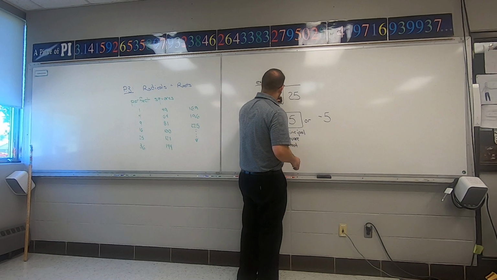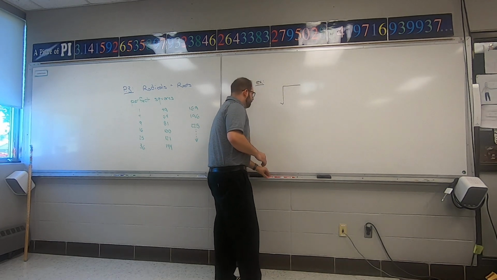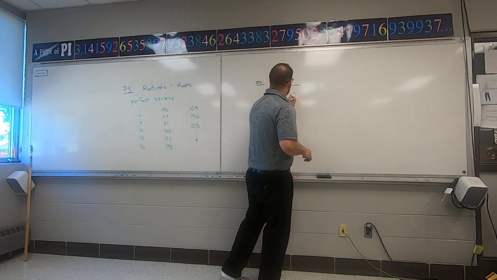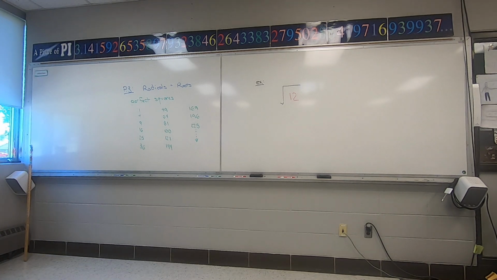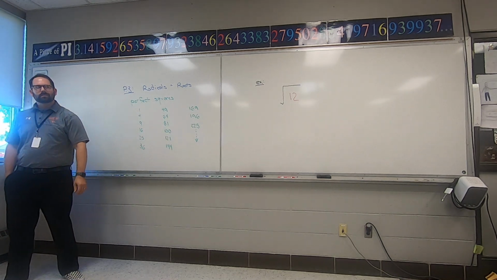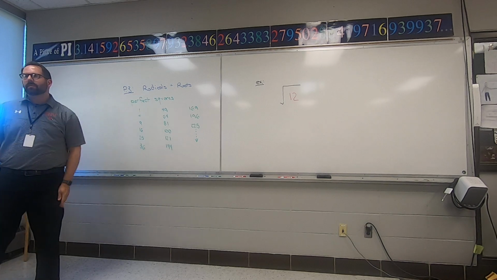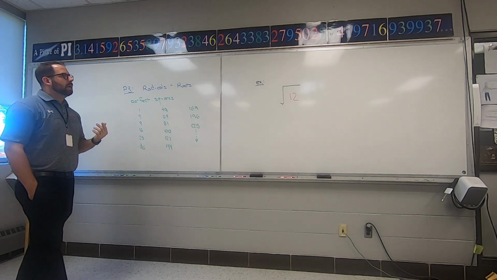What happens if we're doing a problem and the number on the inside is not a perfect square? It's a 12. Is 12 on my list? Definitely not. So what's going to happen there? It's going to be a decimal. Not just any decimal. It's going to be an irrational number. Something that doesn't end and doesn't repeat, ever. It's a super unique number.